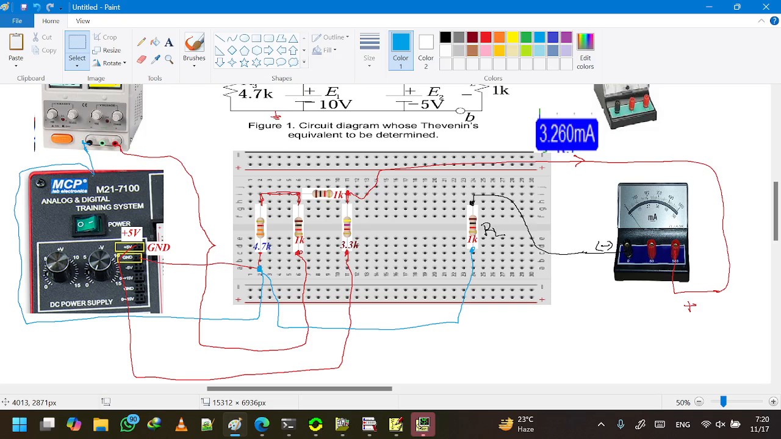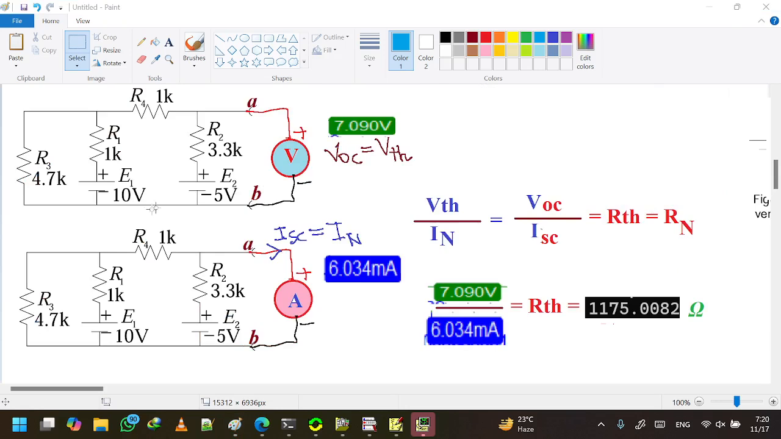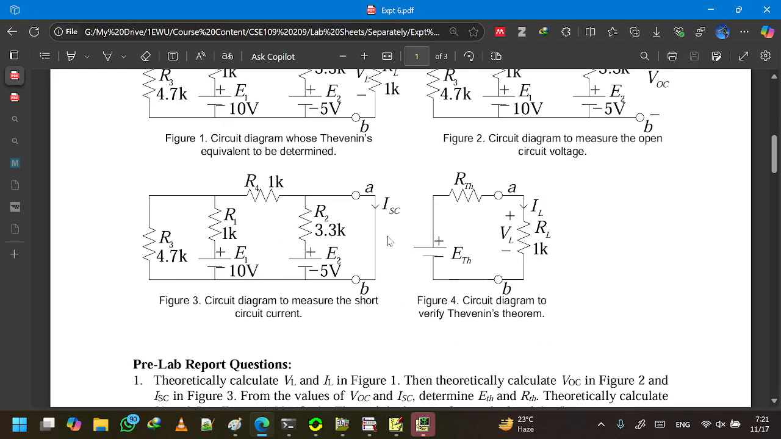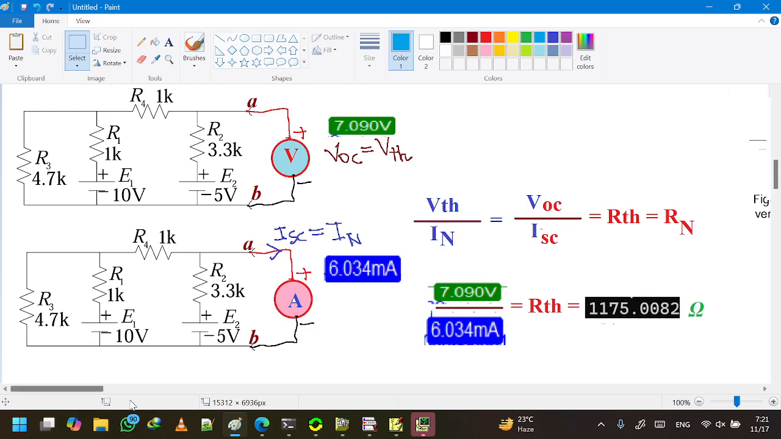Now for the second figure, if we follow the workflow, it will take very little time. If we remember this figure, after disconnecting the load, the voltmeter reading will give us VTH, and the ammeter reading will give us RTH. Since the ammeter is already connected, it makes sense to disconnect the load and measure the IN first. That means we are going to measure the short circuit current first. Instead of figure 2, let's go to figure 3 first.